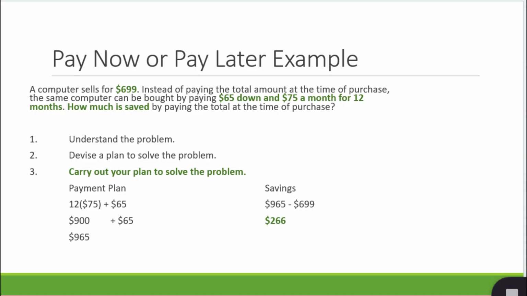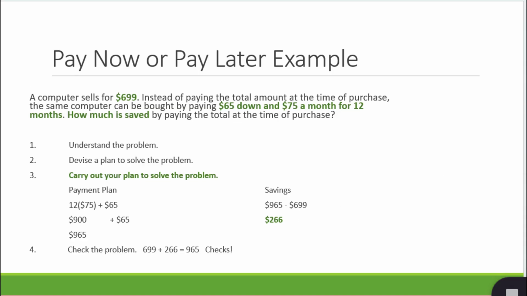All right, now that's step 3. Step 4 is, make sure that it makes sense. Well, I can check this by taking the amount of the computer, the $699, adding the savings to that, and making sure that I get the amount that I calculated for the second plan. So $699 plus $266 equals 965. So again, that checks and we are good. So there's our 4 steps.